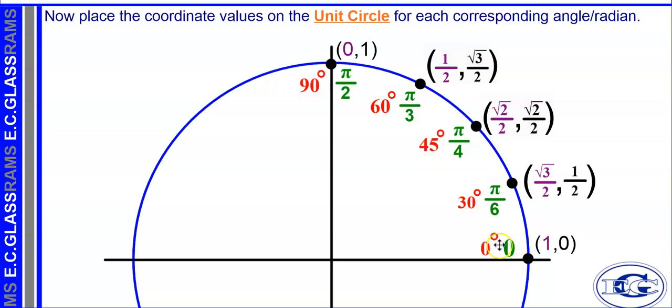So obviously we start with 0 and the radian itself is 0. But as we go further along, here are the degrees and radians, and here are the coordinate values.